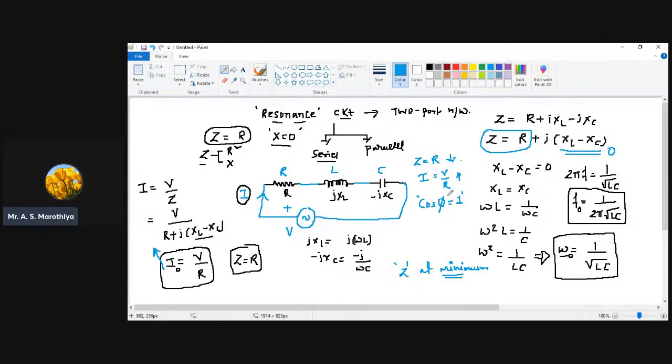Why is it going to be unity? Because at resonance condition, the net reactance of the circuit is going to be 0. Hence, the impedance is exactly equal to the resistor. And in case of a resistor, the voltage and current are exactly in phase with each other. Hence, the value of phi is going to be 0 and cos 0 is equal to 1. That's why at resonance condition, because the impedance of the circuit is equal to the resistance offered by the circuit only, the power factor is always unity, or 1. This is very, very important.